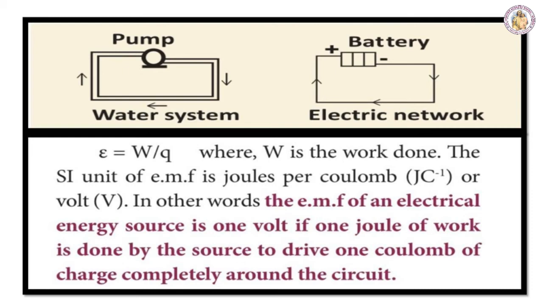Where W is the work done, the SI unit of electromotive force is joules per coulomb or volt. In other words, the EMF of an electrical energy source is 1 volt if 1 joule of work is done by the source to drive 1 coulomb of charge completely around the circuit.